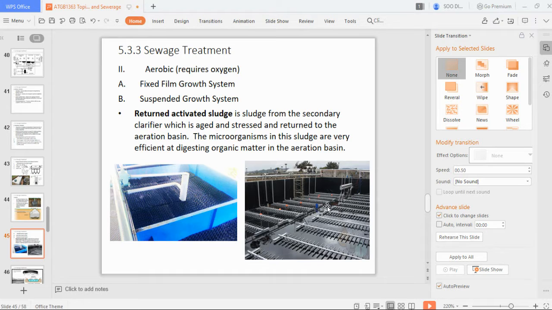So they will eat all the protein and carbohydrate in the wastewater and reproduce and break down all this waste in the water. So it's called a suspended growth system lah for this.